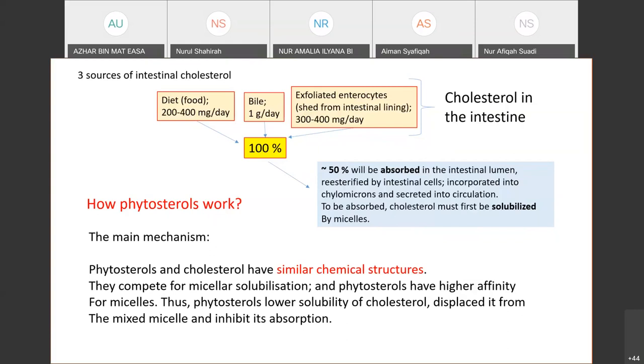You can imagine if you reabsorb all of this cholesterol, it's going to be a disaster. There's going to be a lot of cholesterol in your body. Luckily, only 50% will be absorbed. The other 50% is expelled in the feces. So 50% will be absorbed in the intestinal lumen, and then re-esterified. I will show you the image. Re-esterified by intestinal cells, incorporated into chylomicrons and secreted into circulation. Okay, but to be absorbed, cholesterol must first be solubilized by micelles. This is the key. The micelle must solubilize cholesterol.